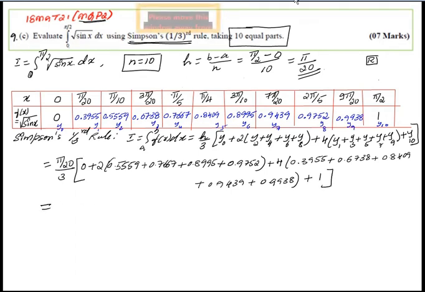Okay, final answer is 1.1931 is the final answer by using Simpson's rule, the value of the definite integral I.